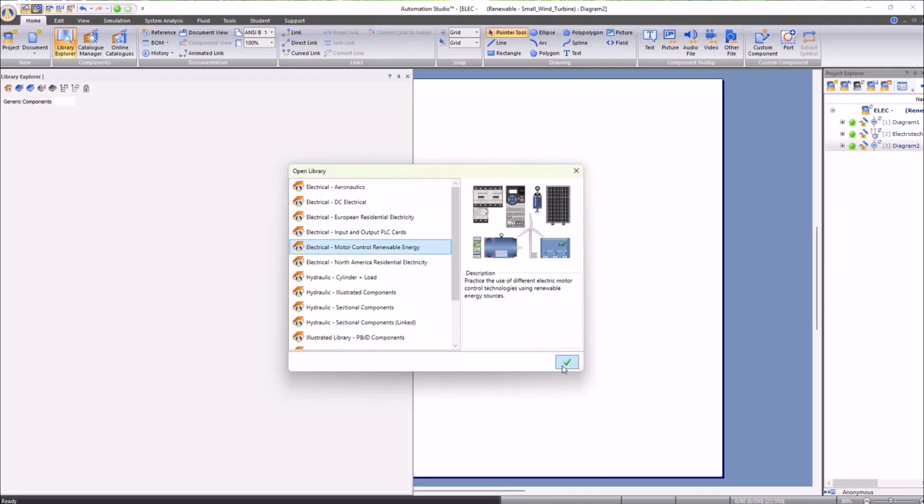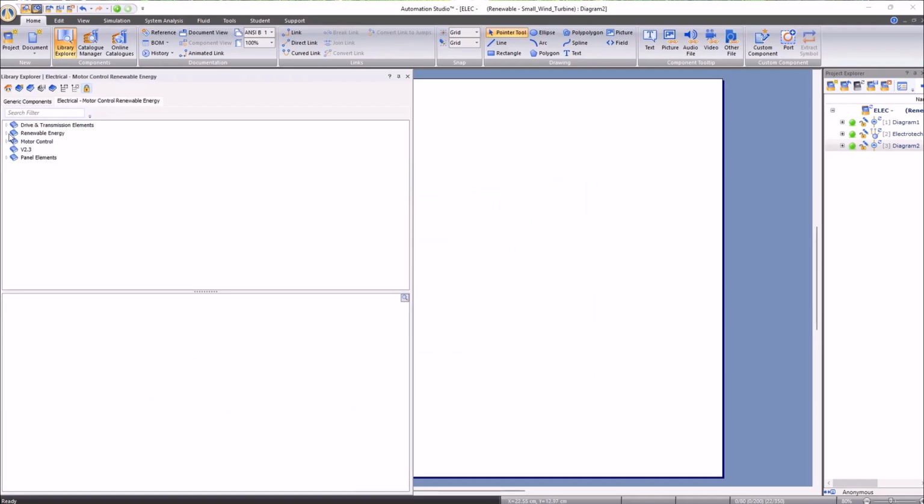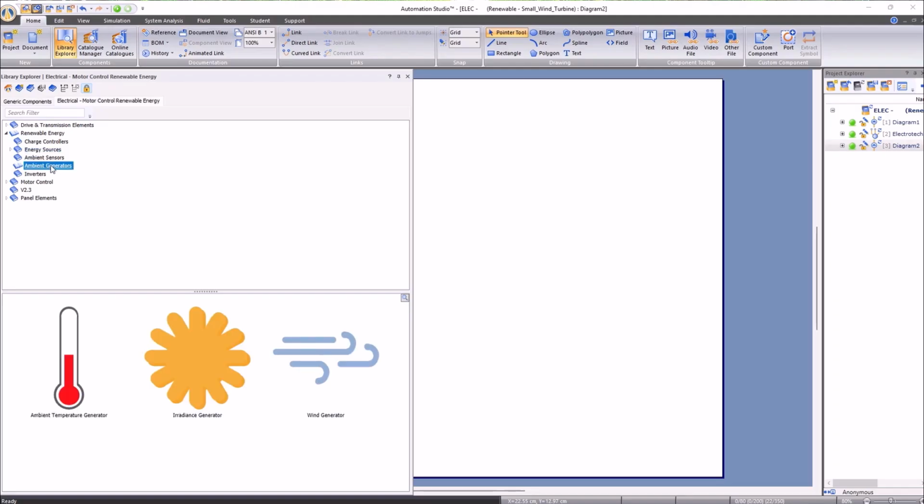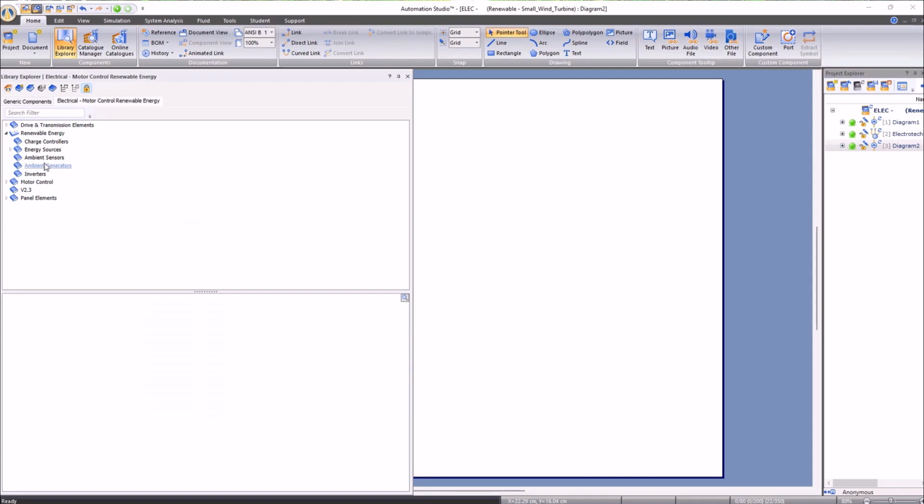In the first section, we find environmental components that represent the energy sources we extract and other natural parameters that affect the system, such as wind, temperature, or irradiance. These components are essential for simulating real conditions and evaluating the performance of our systems under different environmental conditions.